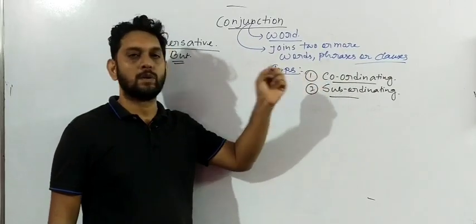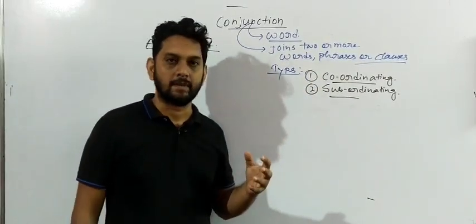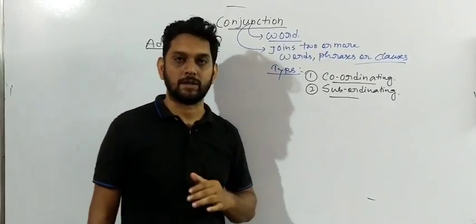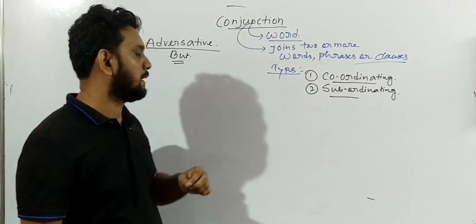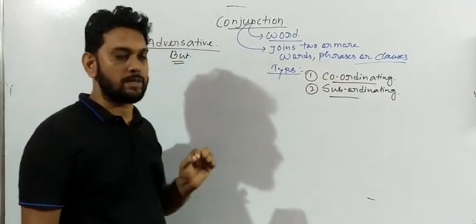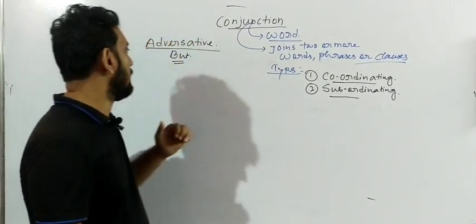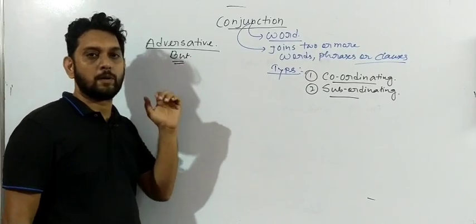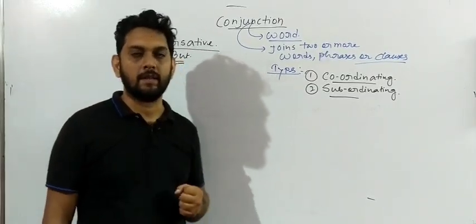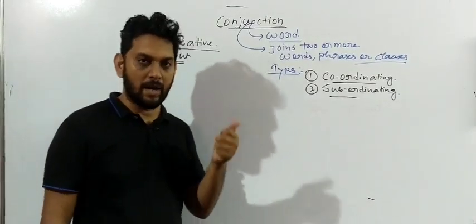Nowadays I am discussing coordinating conjunctions because unless I finish this subject properly, I cannot go to subordinating conjunction, because in coordinating conjunction we need to understand all the important aspects. And today I am going to discuss but. But is an adversative coordinating conjunction. And last day also I discussed some parts of but.